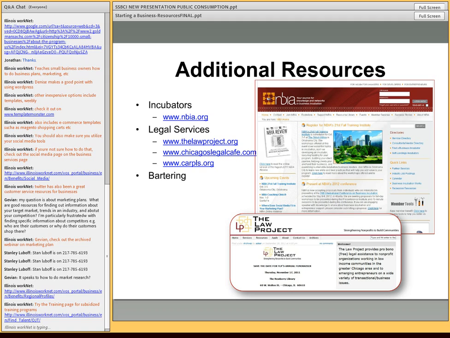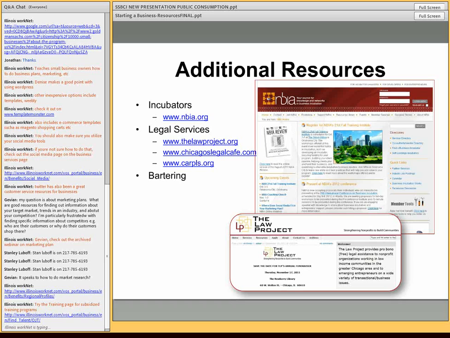So it's a really great program. We've had quite a bit of success with that, or our businesses that we've worked with have had success with that. Another good resource would be the Chicago's Legal Cafe, which is located in the West Loop. They also help contract out legal services for you at a discount rate.